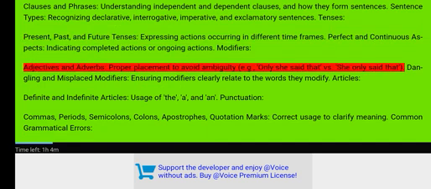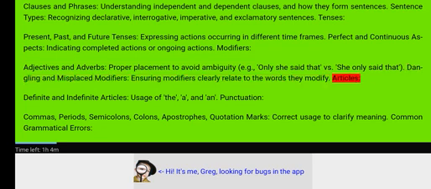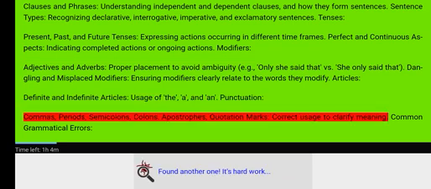Modifiers. Adjectives and adverbs, proper placement to avoid ambiguity, e.g., only she said that, versus she only said that. Dangling and misplaced modifiers, ensuring modifiers clearly relate to the words they modify. Articles. Definite and indefinite articles, usage of the, a, and an. Punctuation. Commas, periods, semicolons, colons, apostrophes, quotation marks, correct usage to clarify meaning.